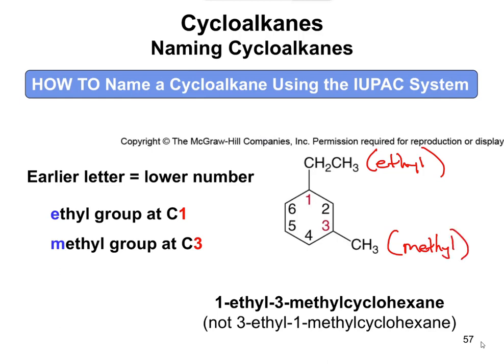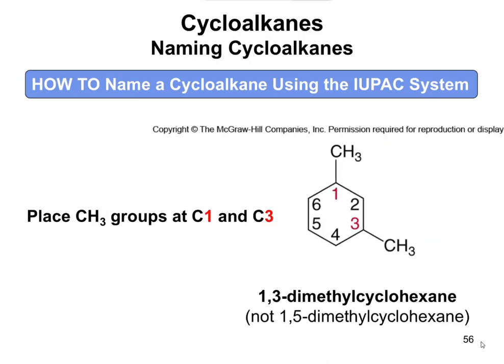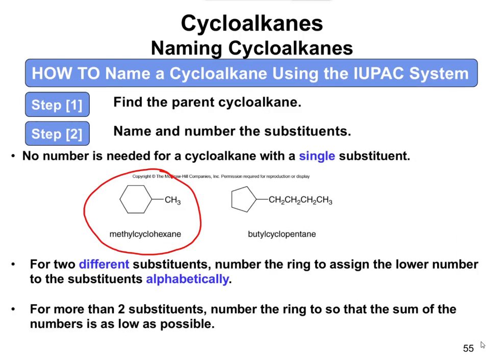So we know that we want to give them the lowest possible numbers, right? So we know we're going to want it to be 1 and 3, because one of the things with doing the numbers, let me go back here a second. The last bullet point here says that for more than two substituents, or even for two substituents for that matter, you're going to number the ring so that the sum of the numbers is as low as possible.